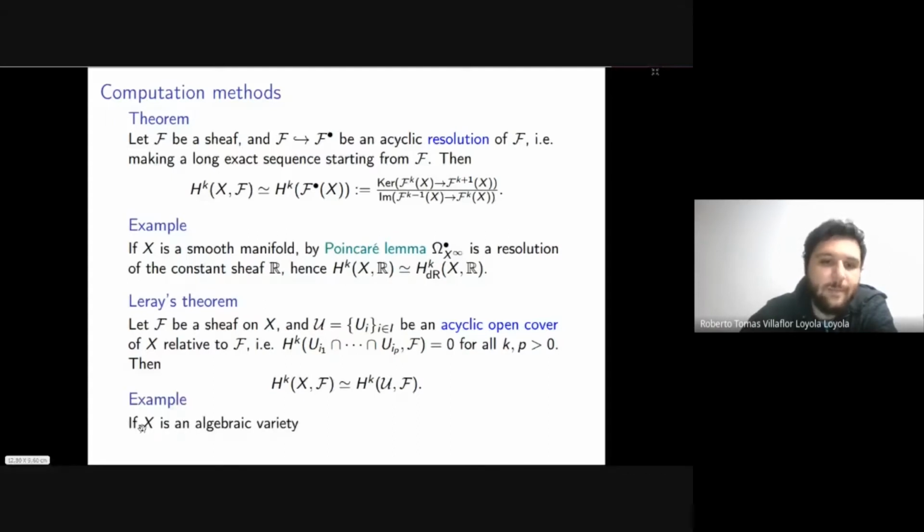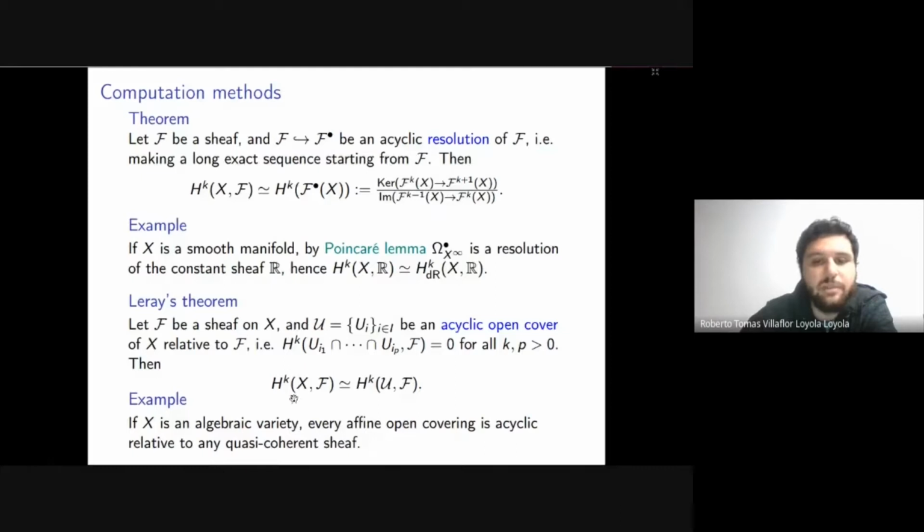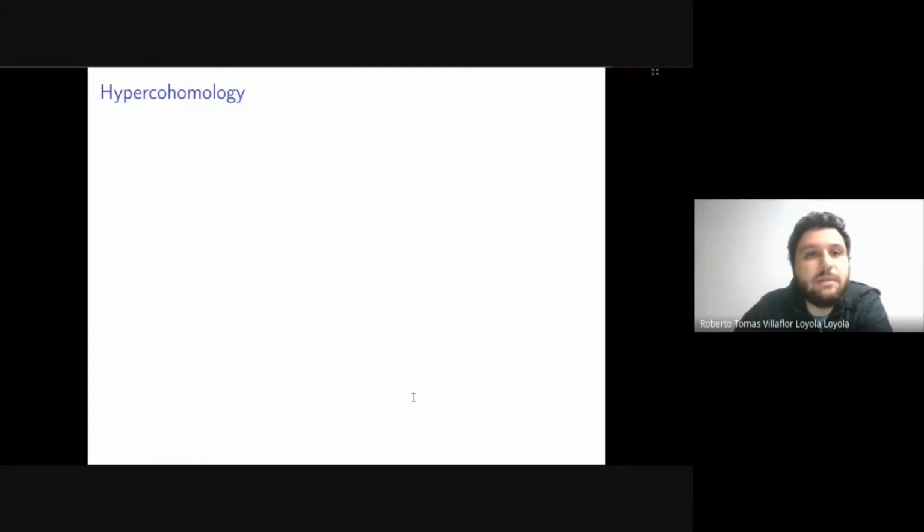In particular, an application of this theorem is that in the case where we're working with an algebraic variety, we know that every affine open covering is acyclic related to any quasi-coherent sheaf. And so we can compute the sheaf cohomology over an algebraic variety of any quasi-coherent sheaf in terms of an open covering, which is an affine open covering, and using the Čech cohomology definition. Okay, so let's now introduce the second concept of this video, which is the concept of hypercohomology.